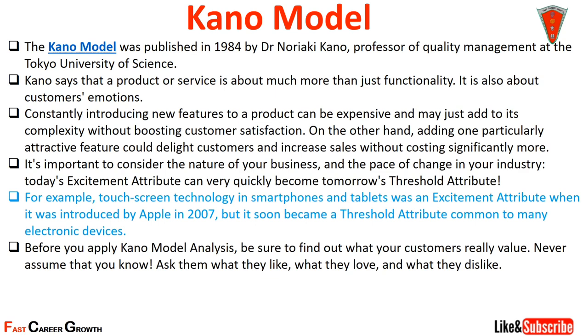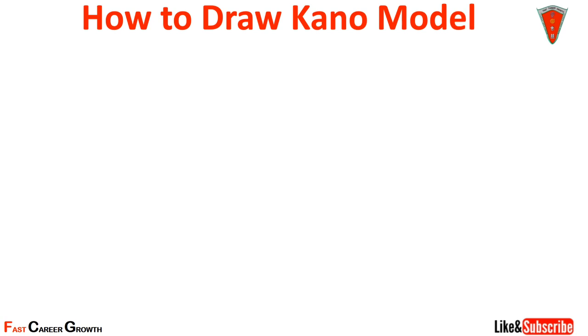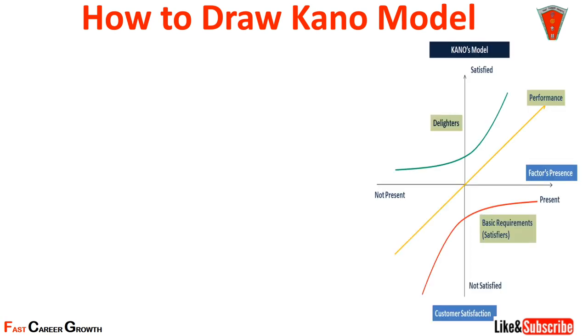In the next slide, we learn how to draw the Kano model. Here is a graphical representation of a Kano model, that is, how to draw the customer satisfaction level. In X, we have to plot not present and what should be present, that is, factor presence. In Y, you have to jot down the not satisfied level to the satisfied level.